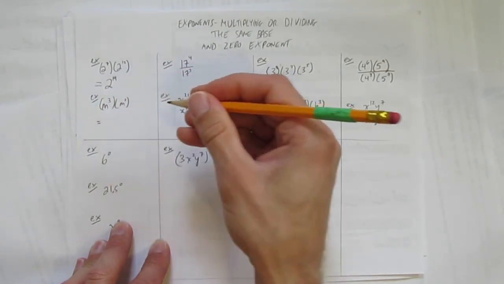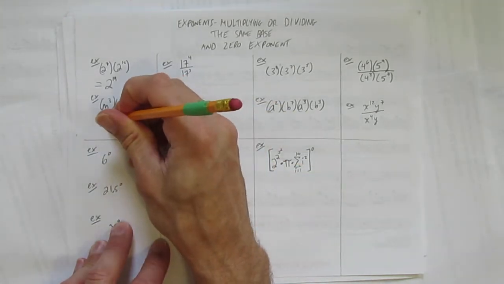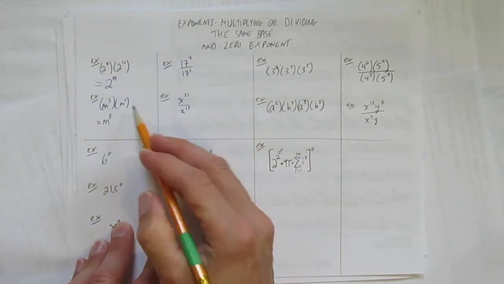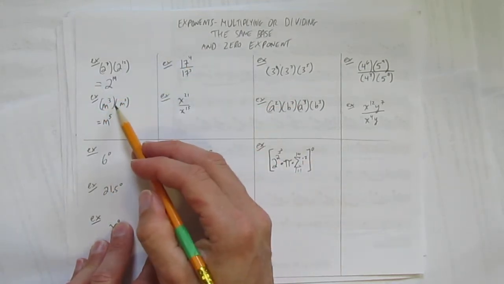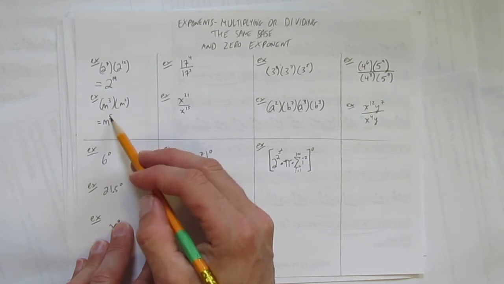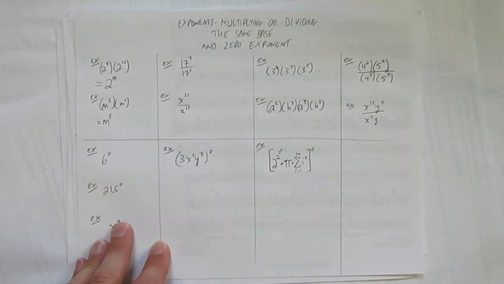The same is true if it's letters. Here I have m to the power of 3 times m to the power of 2. When you're multiplying same base, keep the base and add the exponents. A lot of students confuse this with a power on a power. It's not multiply the exponents. A lot of people will put 6 here. When you're multiplying the same base, add the exponents.